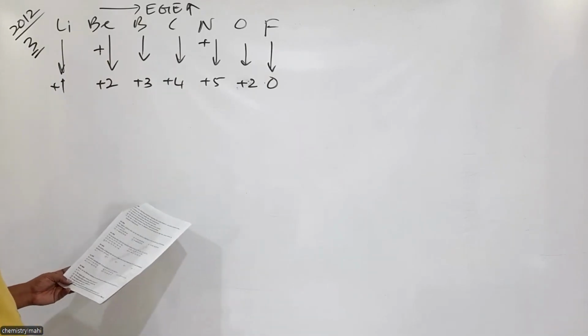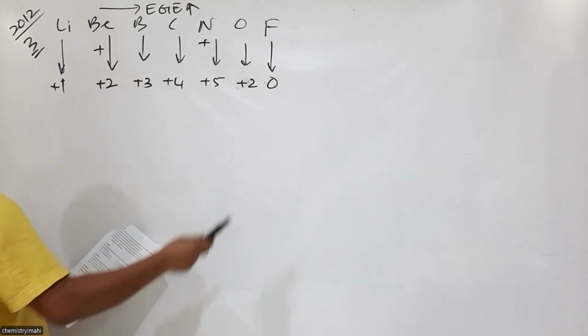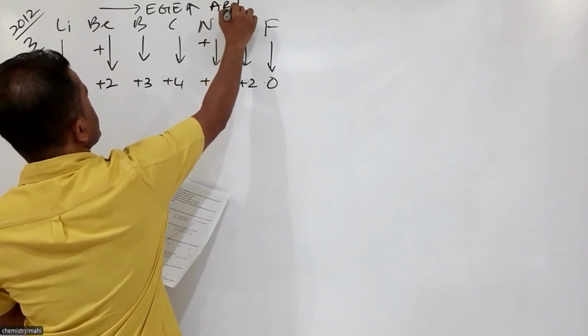The others are correct. Atomic radii decrease from left to right. Yes, from left to right atomic radius decreases.